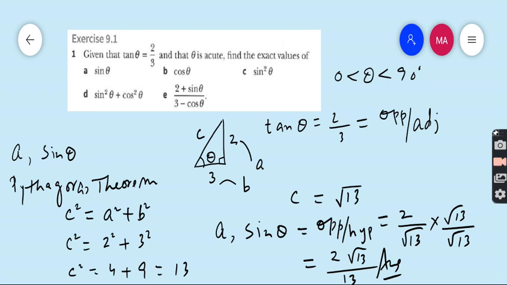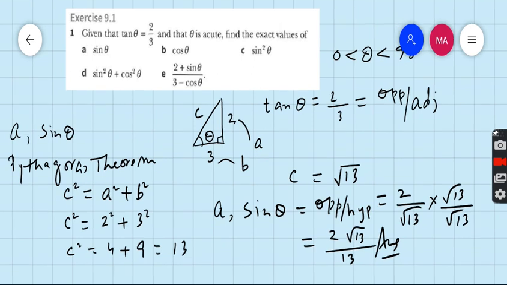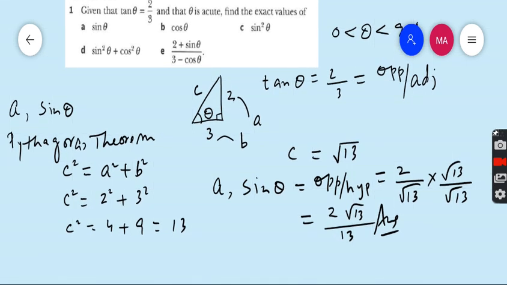Now come to part B. What is part B? Cos theta. What is the formula of cos theta? Adjacent upon hypotenuse. What is the adjacent of theta? 3. And what is the hypotenuse? We just found root 13. So this is your final answer.